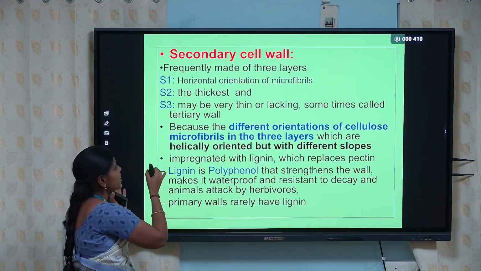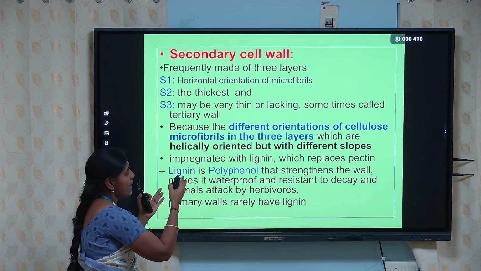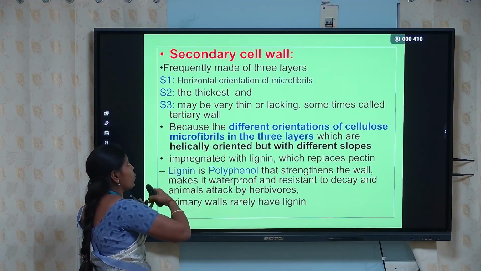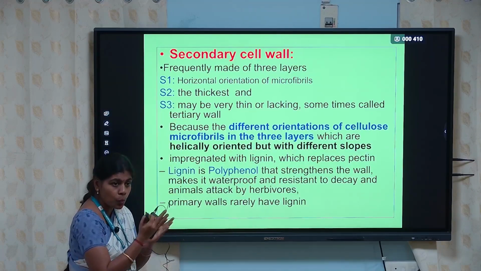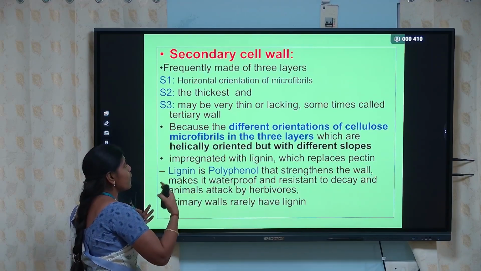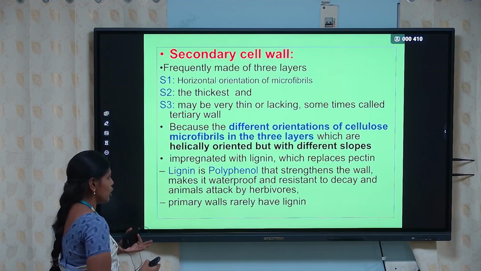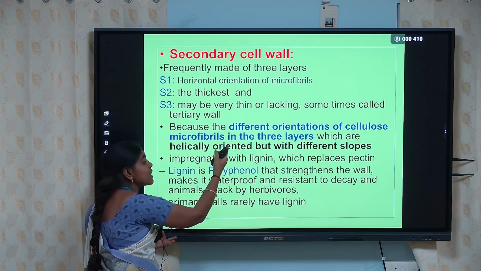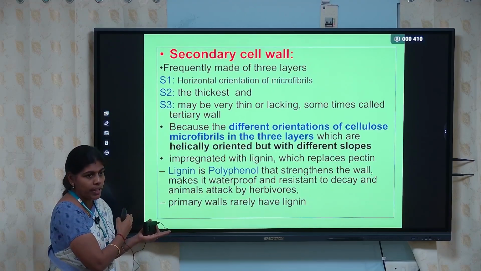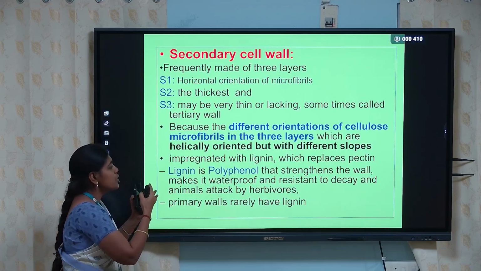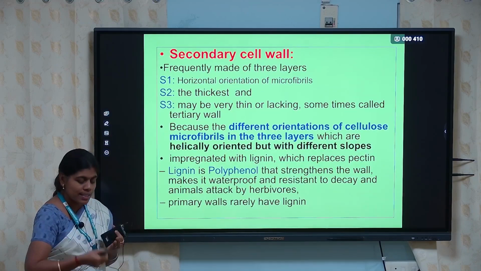And S2 is the thickest, and S3 is very thin, sometimes called a tertiary wall. S2 is opposite to S1; it is vertical in nature. The arrangement of microfibrils is vertical. So there are different orientations of the cellulose microfibrils in the three layers, and the different orientation of the microfibrils decides the different layers of the secondary cell wall.